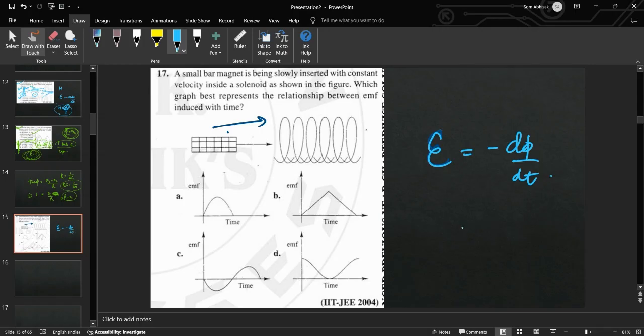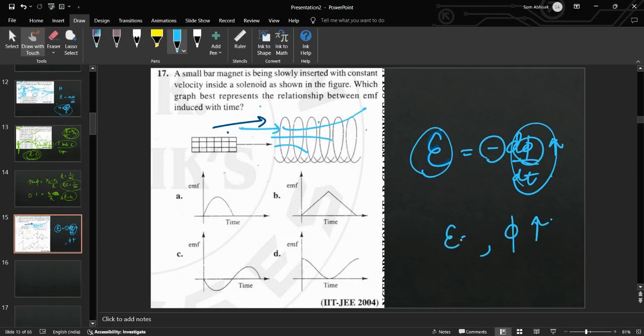So first of all, when the magnet is moving towards the coil, the flux will increase through the coil, right? Flux will increase. That means d phi by dt will increase. If d phi by dt increases, then EMF is negative, right? So EMF will be negative when flux will be increasing. So that kind of gives me option C, isn't it?